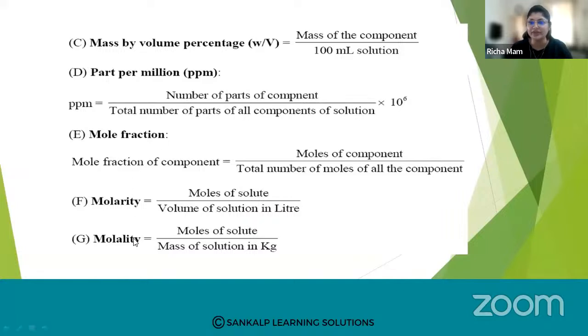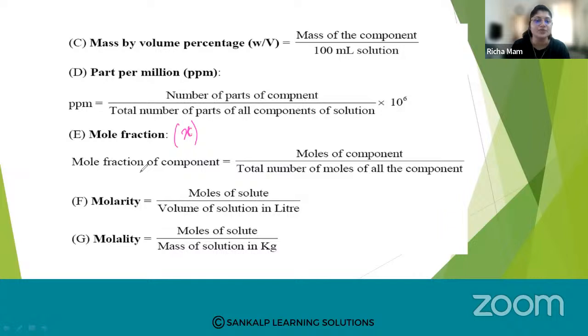So now we are left with these three: mole fraction, molarity, and molality. Based on the four terms, we have also seen the examples. So now we are going to start with mole fraction. What do you mean by mole fraction, students? It is denoted by chi, like a small x.